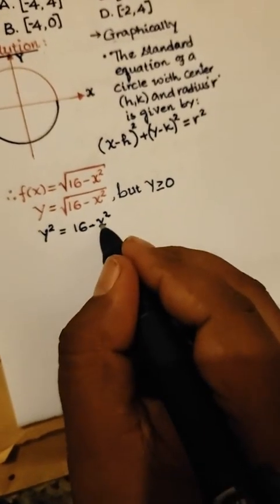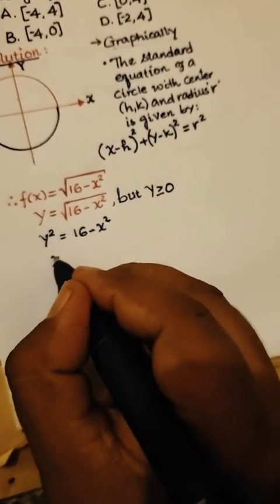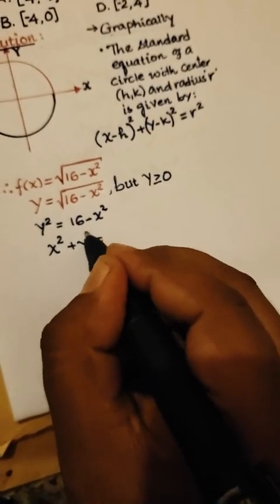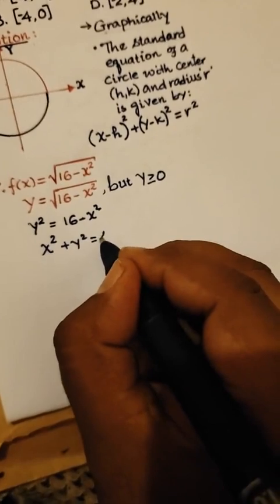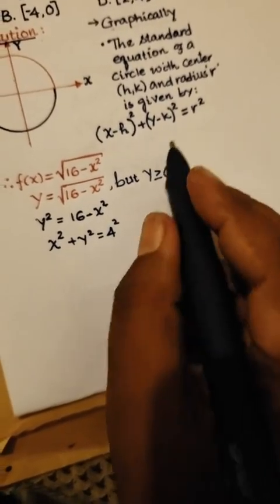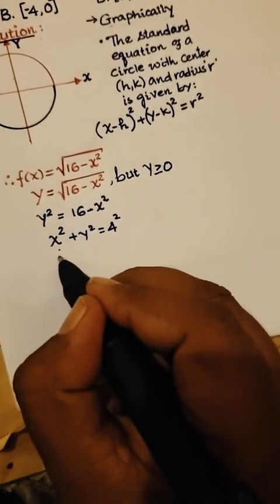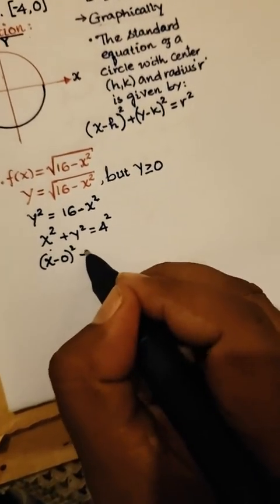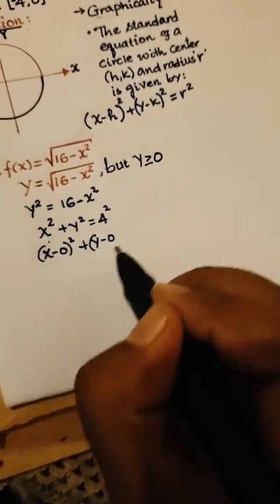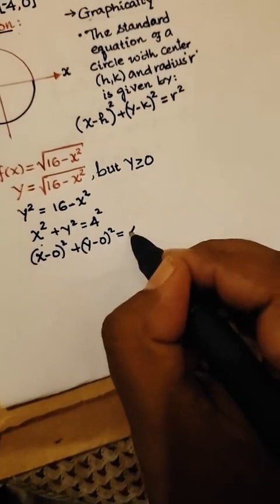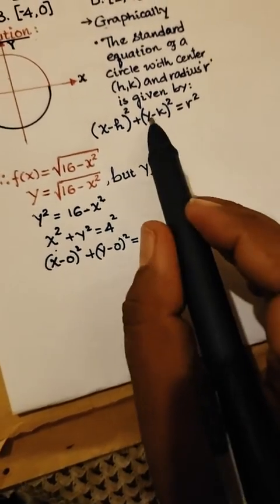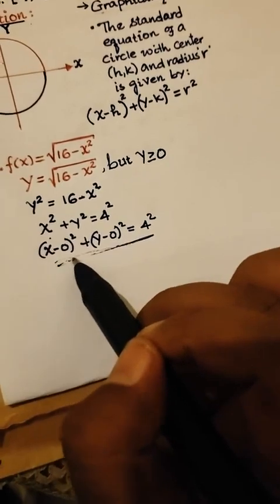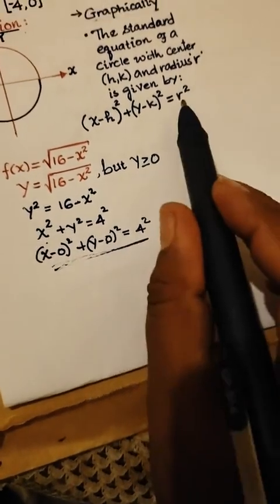Rearranging this and transferring x squared to the left side, you have x squared plus y squared equals, I can write 16 in the form of 4 squared. Now this equation can be written alternatively as (x minus 0) the whole squared plus (y minus 0) the whole squared equals 4 squared. If you compare these two, you can see that this equation represents the standard equation of a circle with center at the origin (0, 0) and radius 4 units.